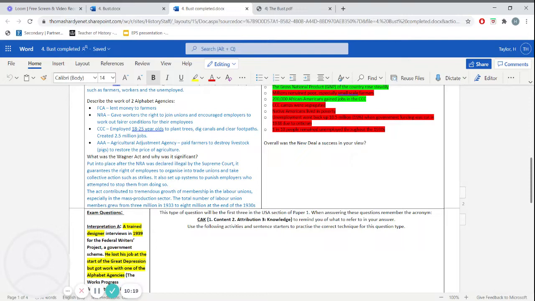The total number of labour unions grew from 3 million in 1933 to 8 million at the end of the 1930s. So this was essentially an act that was put into place to give workers the right and the ability to effectively organise into unions and campaign for better working situations, better pay. So he wanted to improve the lives of workers by giving them a better opportunity to bargain for their own employment rights.